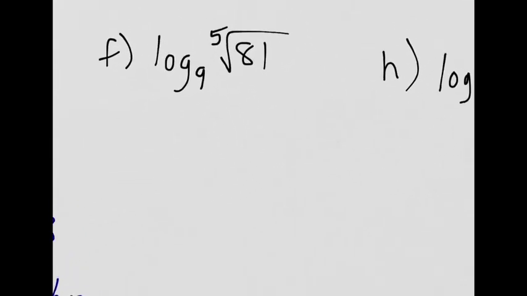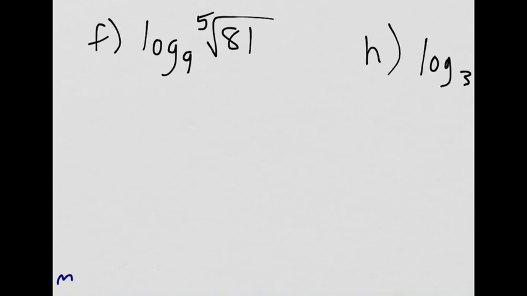F, maybe you got. Anybody get that one? 2 over 5. 2 over 5? Good, okay. Remember, this is 9 to what exponent equals the 5th root of 81. So first thing you ask yourself is, what power do I raise 9 to get 81? Well, that's 2, right? Okay, so I have 2. And then what's the root? Well, it's the 5th root. So 2 over 5.